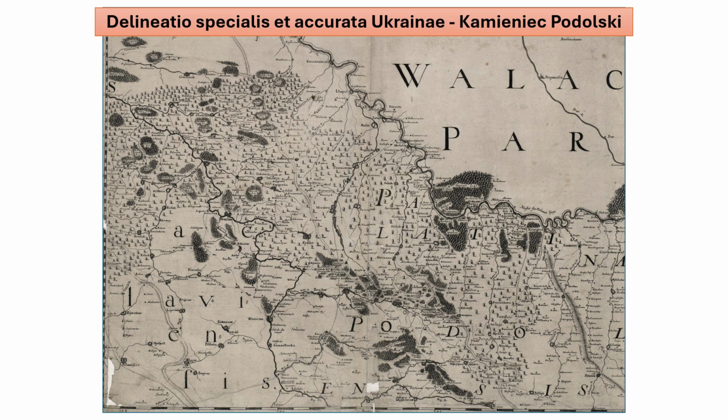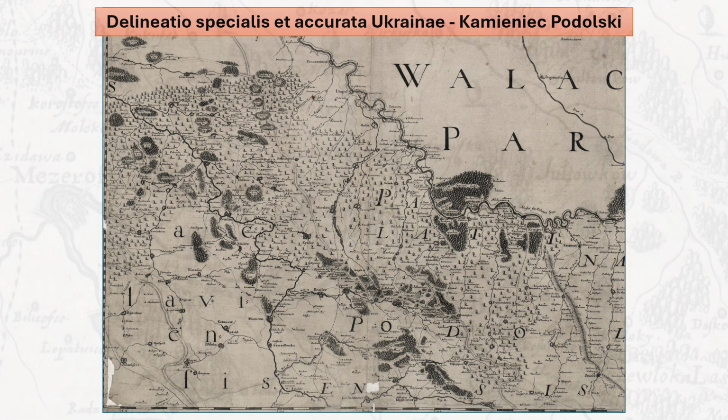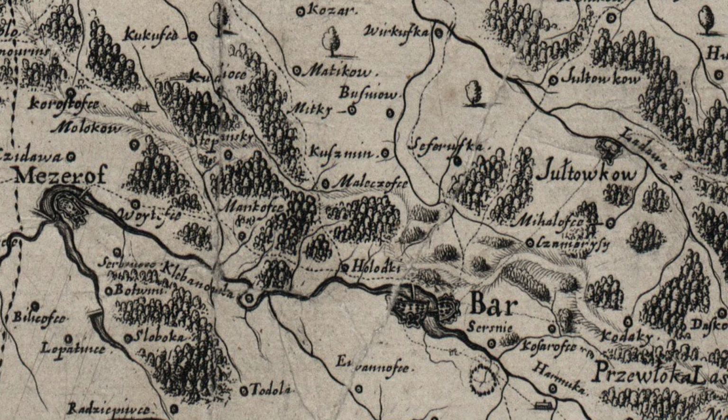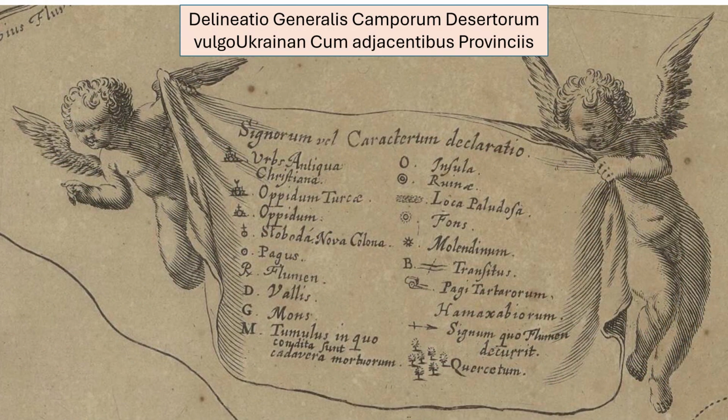Here is one such Beauplan map. Zooming in on the map, we see the type and level of detail provided by these maps. The symbol key from another such map shows the kinds of features that are represented on Beauplan's maps.